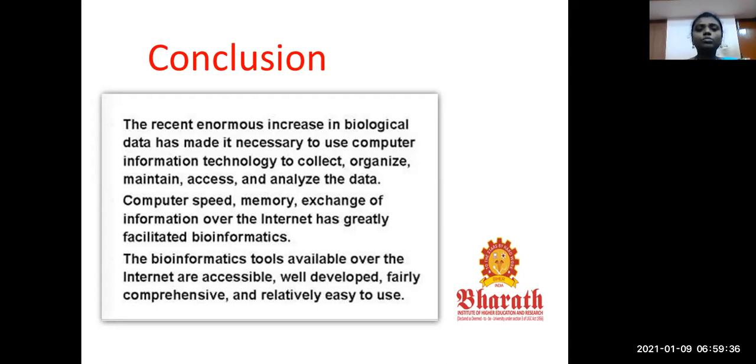So the recent enormous increase in biology data has made it necessary to use computer information technology to collect, organize, maintain, access, and analyze the biological data. It is quite easier and a knowledgeable way for identifying the biological data. So all the data can be easily stored, and we can share the data whenever we need with the use of the internet. These are all the important advantages of this bioinformatics.